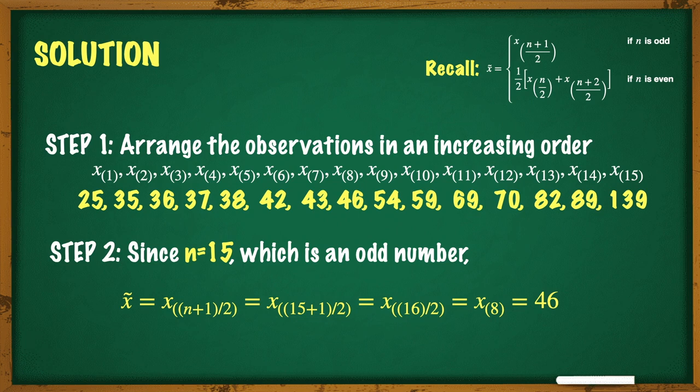where x sub 1 is 25, x sub 2 is 35, until x sub 15, which denotes the last observation, 139. Now, for the second step, since n is equal to 15, which is an odd number, we can directly find the median by looking at the middle value of the ordered observations of the CPU time, or by substituting n, which is equal to 15, into the formula. Then the median would be the eighth value of the dataset, which is 46.